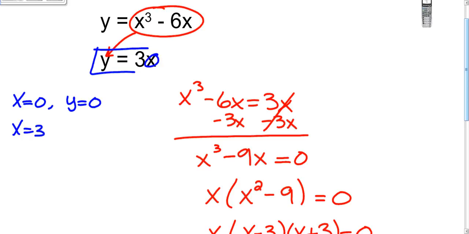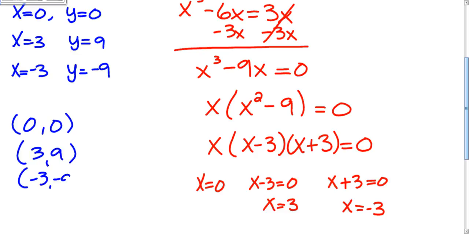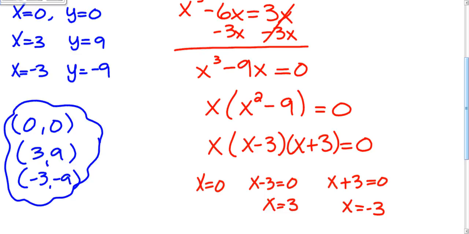If I plug 3 in right here, 3 times 3 gives me a y value of 9. And obviously the other one was negative 3, and if I plug that in, I get a y value of negative 9. So it's looking like the three solutions to this system are (0, 0), (3, 9), and (-3, -9). Now what I want you to do is check this on your calculators.